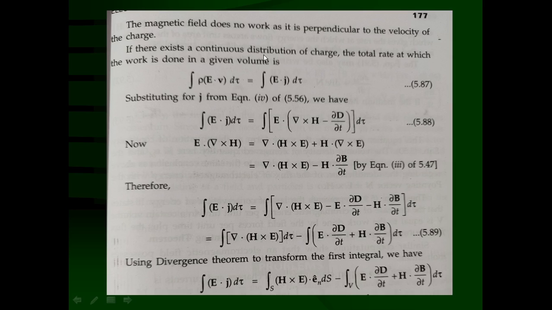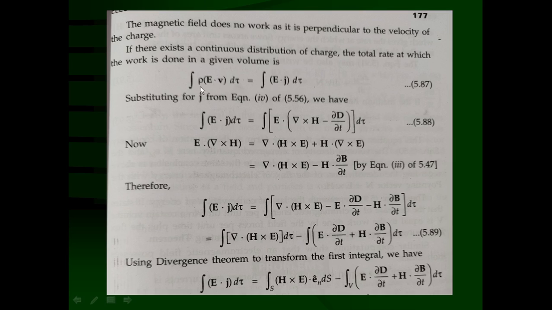There exists a continuous distribution of this charge. Now we'll consider that instead of a single charge q, inside some volume the charge is distributed continuously and non-uniformly. So this charge q is equal to the volume integration of rho d tau. We can replace in the previous expression q by the volume integration of rho into E dot v d tau.